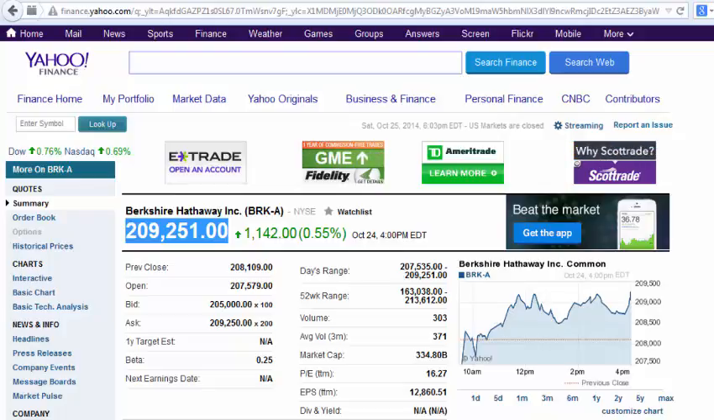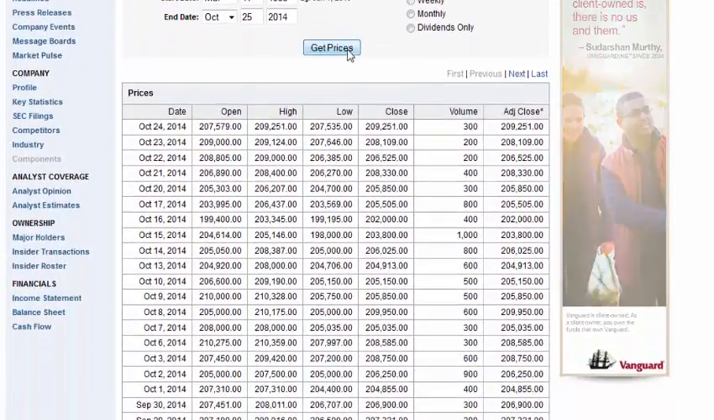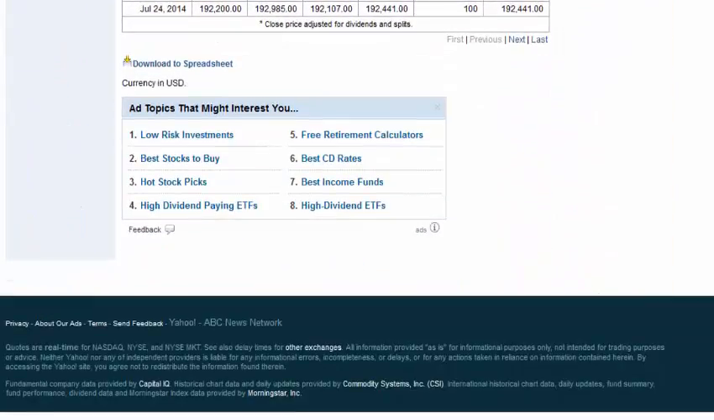So if you're buying what used to be called a round lot, which is just 100 shares, the smallest round lot, you'd be paying around $20 million for that. This company has never split their stock, and if we went back to 1980 to find out what it used to be trading at, in fact, let me do that really quickly.